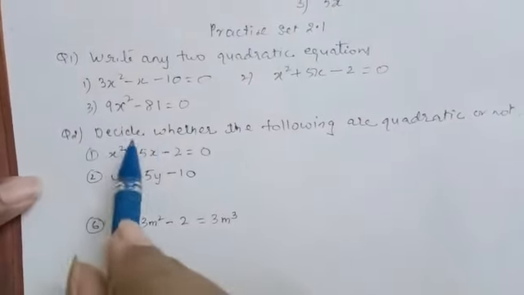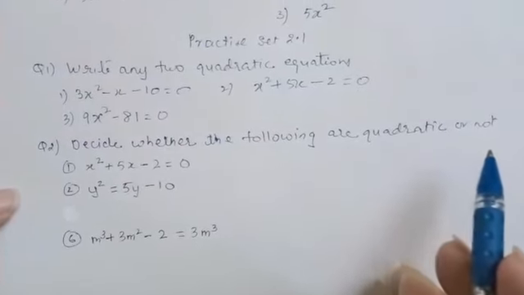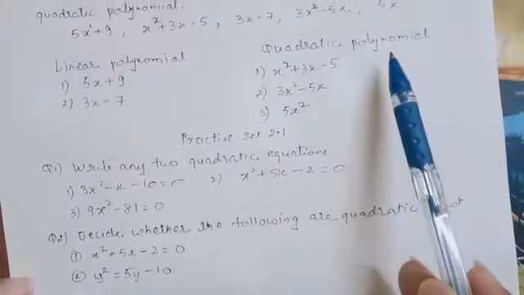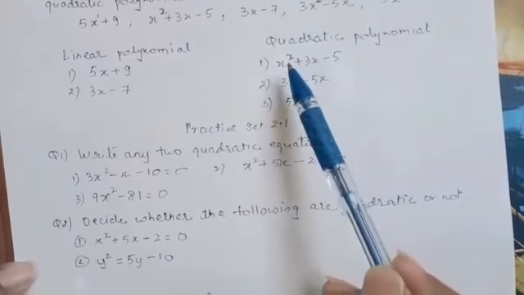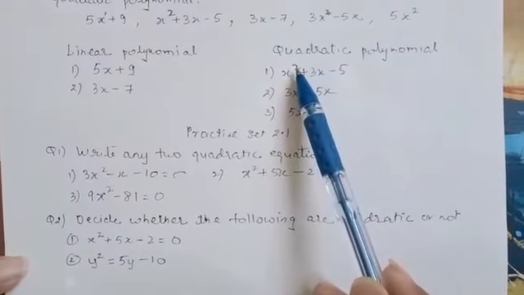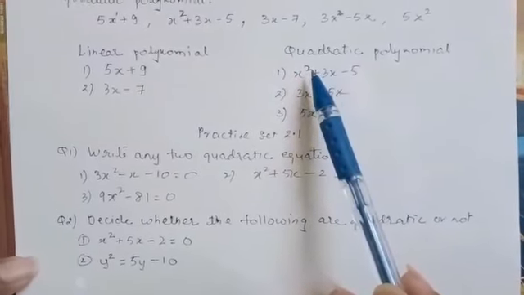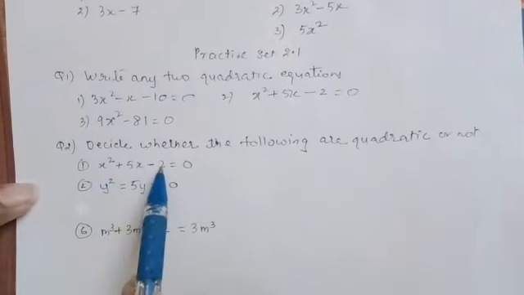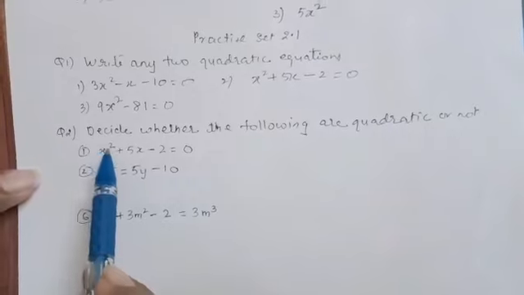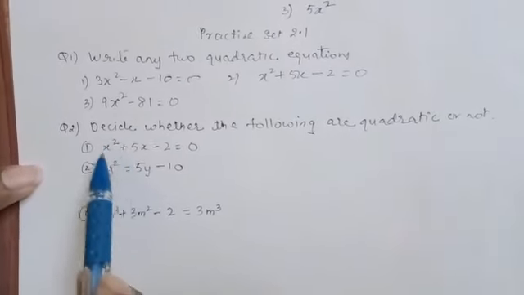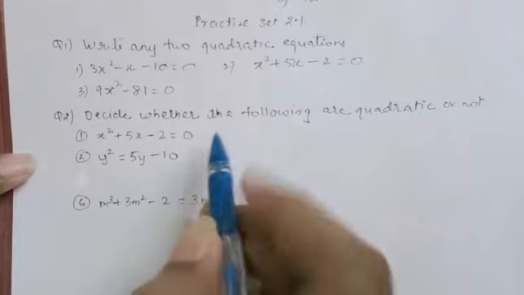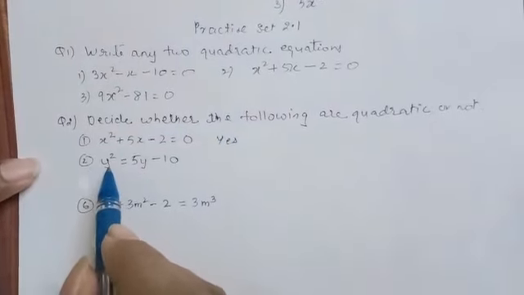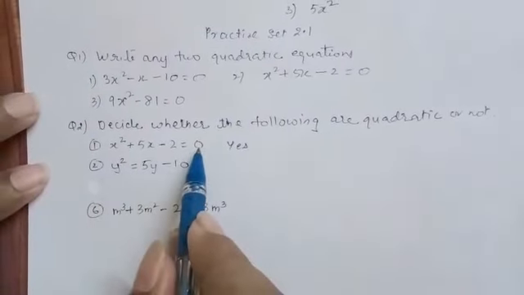Question number 2 is to decide whether the following are quadratic equations or not. As I have explained, quadratic polynomials are those polynomials which have the highest degree 2. On this basis, question number 1, x square plus 5x minus 2 is equal to 0, contains the highest degree 2. So this is a quadratic equation. Yes, it is a quadratic equation. Question number 2, this we have to rearrange and write in the form of 0.